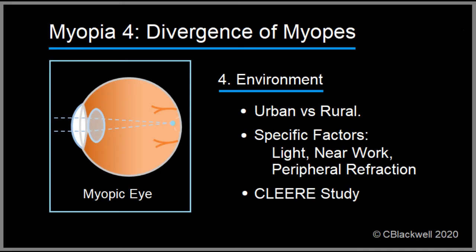Which brings us to the other side of the coin, environment. We are going to discuss this in two parts. One will be general population studies. The other will be a look at what factors in the environment could be causing myopia. This was covered in more detail in video 1.